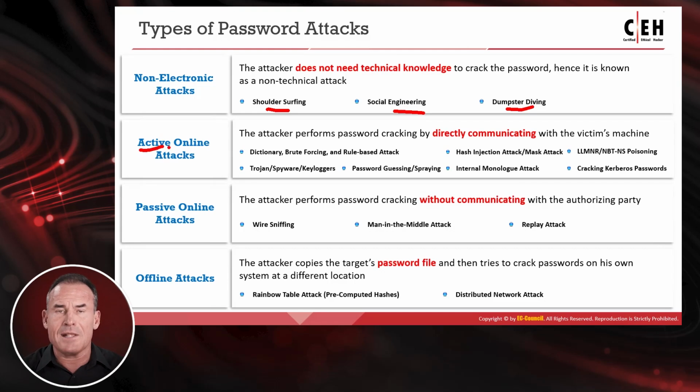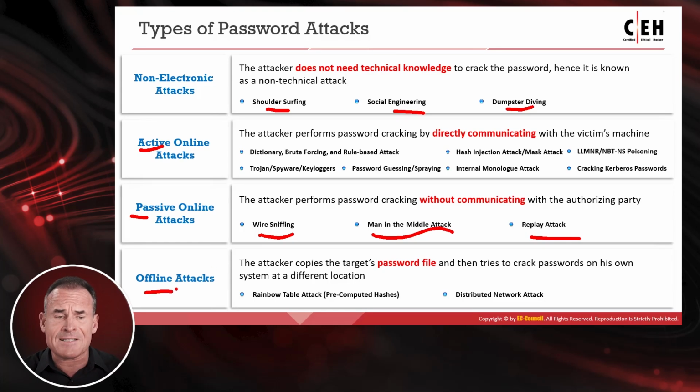Remember that active means I engage the target system actively. Dictionary, brute forcing, rule-based, hash injection, a bunch of different examples of that. Passive online means that I'm sniffing the password exchange, and I just did that. I didn't do anything active, but I sat back and took in the password challenge handshake. I used wire sniffing for that. Later on, we're going to talk about how hard that is on a switched network and why we need man in the middle and replay attacks to make that happen.